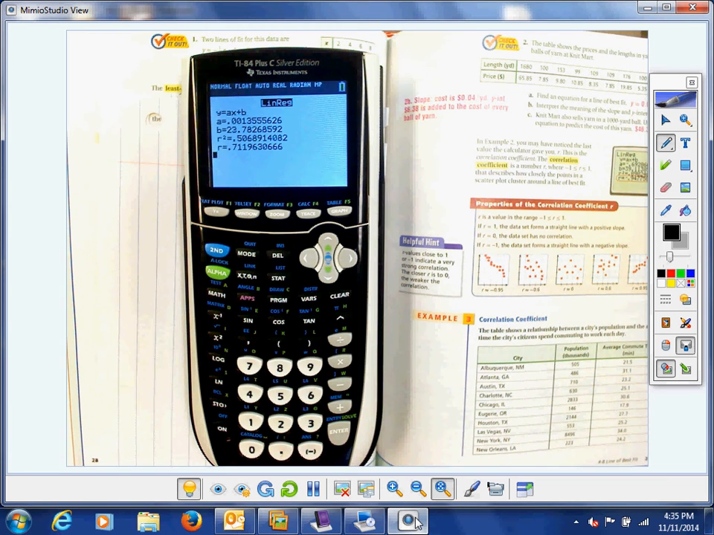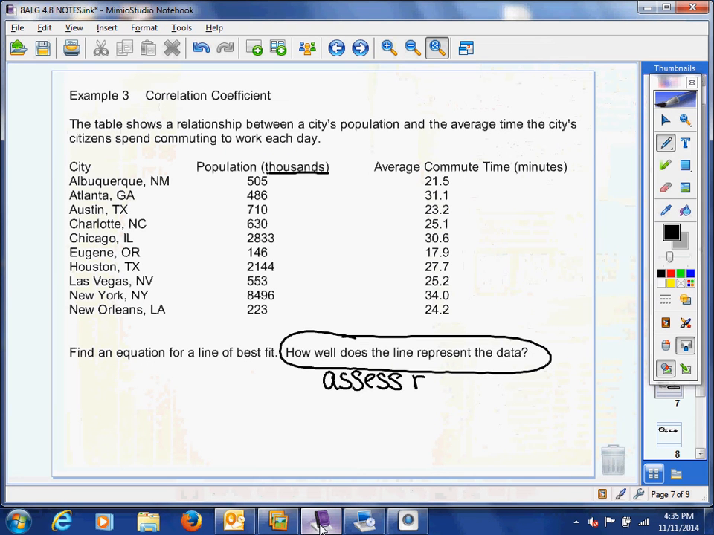Okay, so let me flip back to the other page. We've done our work that we needed to do on the calculator, and now we're ready to find the equation, write that equation, and we've got y equals 0.001355x plus 23.78, okay? Lucky you don't have to interpret the slope or the intercept, so I'm so happy for you. There's your equation.